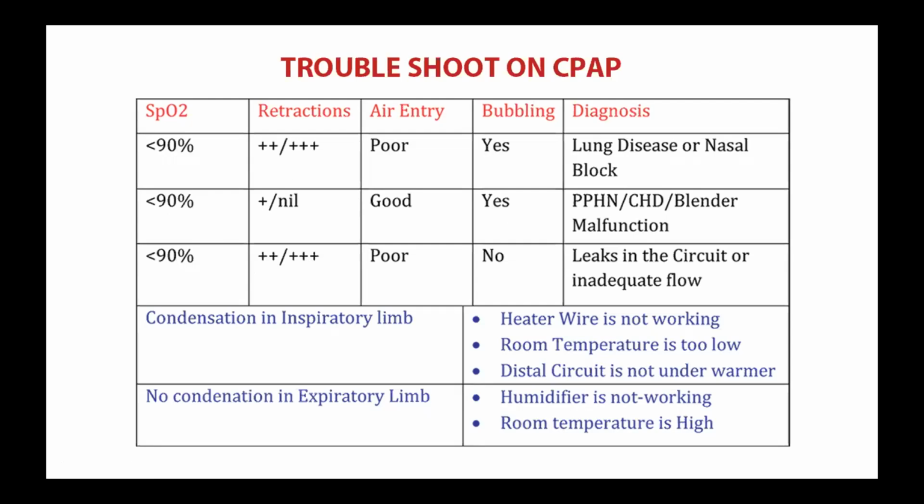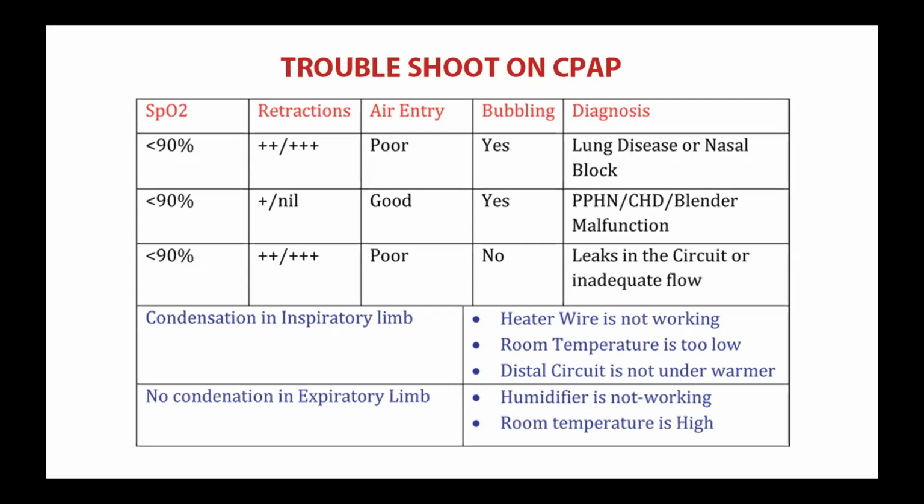If there is hypoxia, retractions are there, air entry is good and bubbles are not seen in the bubble chamber, definitely there is a leak in the circuit or mouth leak. If there is condensation in the inspiratory limb, this means your heater wire is not working or your room temperature is very low. Most of the CPAPs are designed to work best if the room temperature is between 26 to 28.